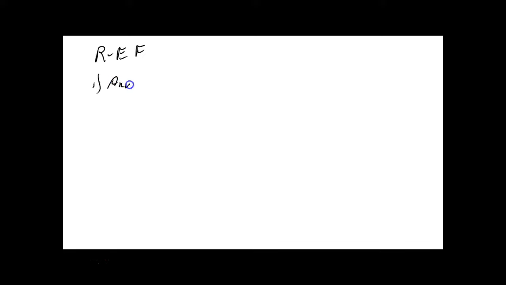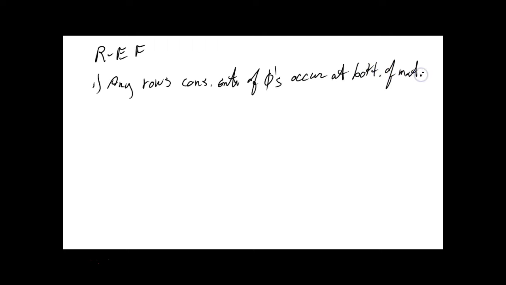Any rows consisting entirely of zeros occur at the bottom of the matrix. Now, even if you did your elementary row operations and wound up with the second or third row or something like that all zeros, move it to the bottom. Okay, so that's the first: any rows consisting entirely of zeros, move to the bottom. Okay, number 2.